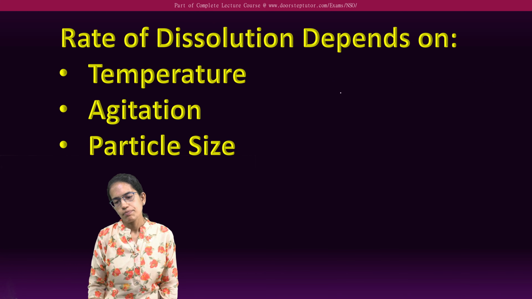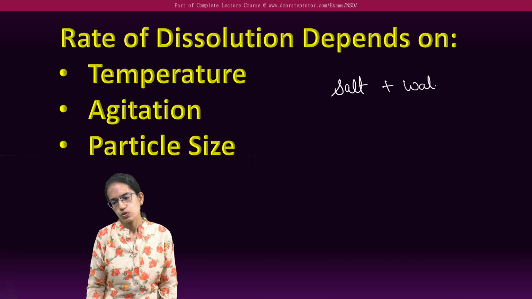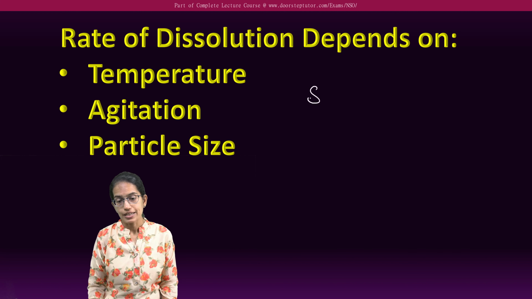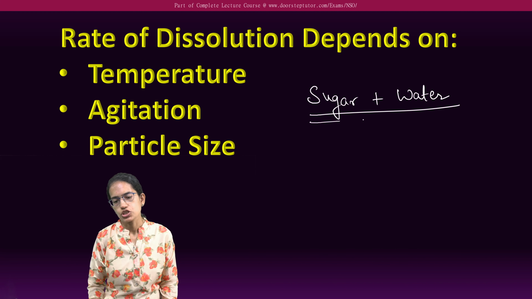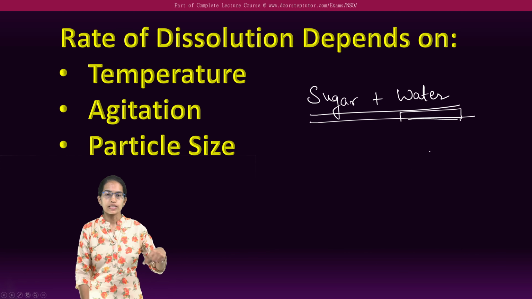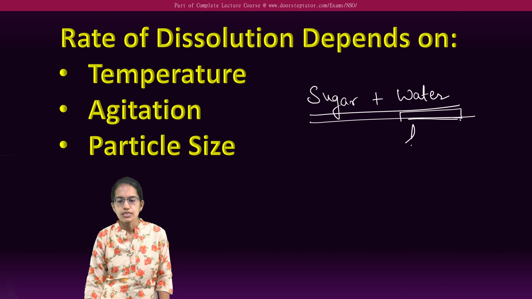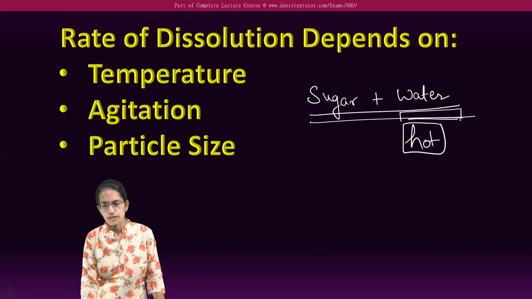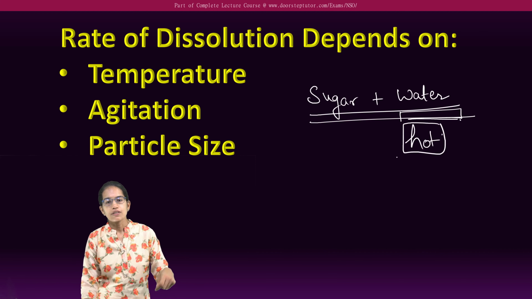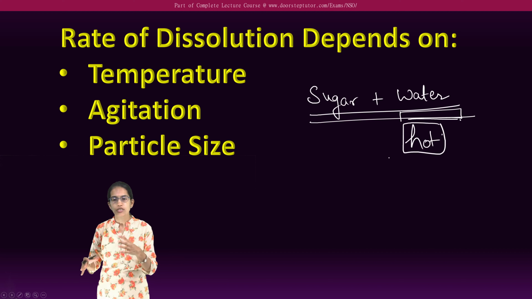So I take a simple example of salt and I want to mix it into water. Or let me make it simple. I take sugar and I want to mix it into water. What are the factors in which the rate at which the sugar would dissolve in water would increase? One, if I increase the temperature, that means if this water is hot water, then the rate at which the sugar would dissolve would speed up.